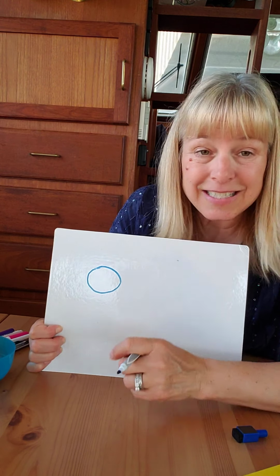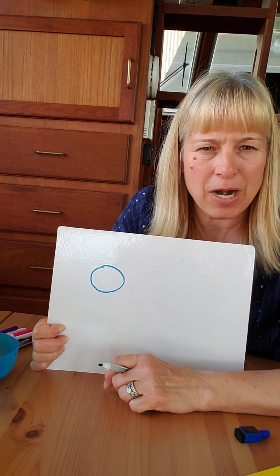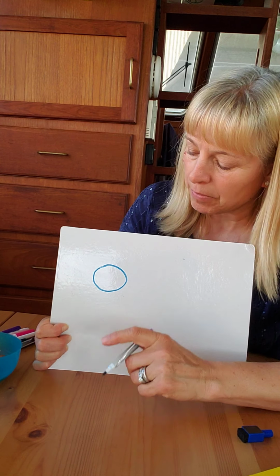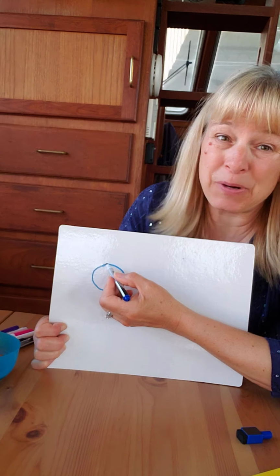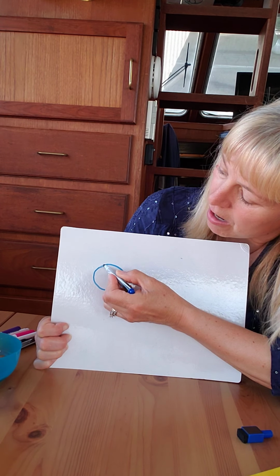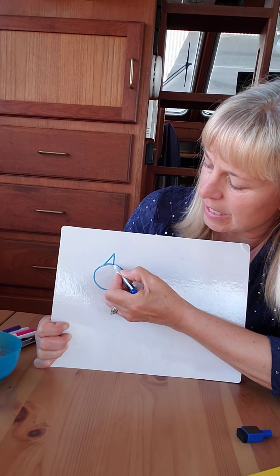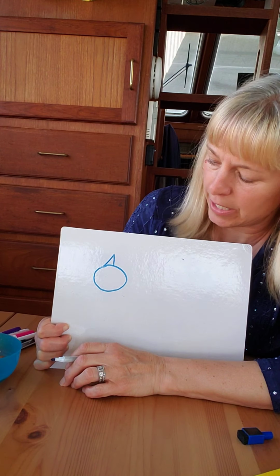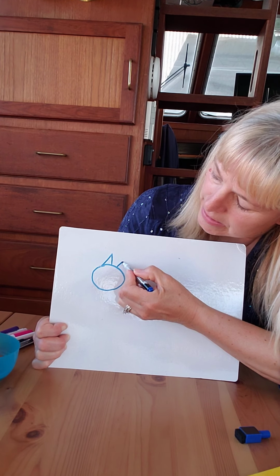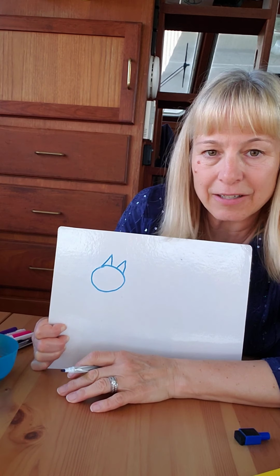Now, the next thing I'm going to put onto Pete the cat here are his ears. Remember how I told you they look like letter A's or triangles? And remember his ears are on the top of his head. So I'm going to start at the top of his head and I'm going to slide up and then slide down. There's one ear. I'm going to move over just a little bit and I'm going to slide up and slide down. And there's his other ear.